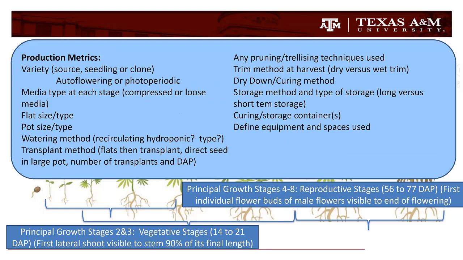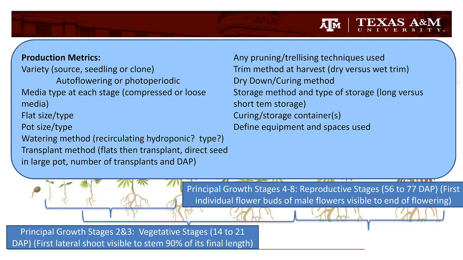Another category is production metrics. So what are the different characteristics of my production system? What are the variables that I factor into my plant growth? What's the variety I'm using to test with? Is it a seedling or clone? What are the flat and pot sizes I'm using? What's the media type, the watering method, etc.?